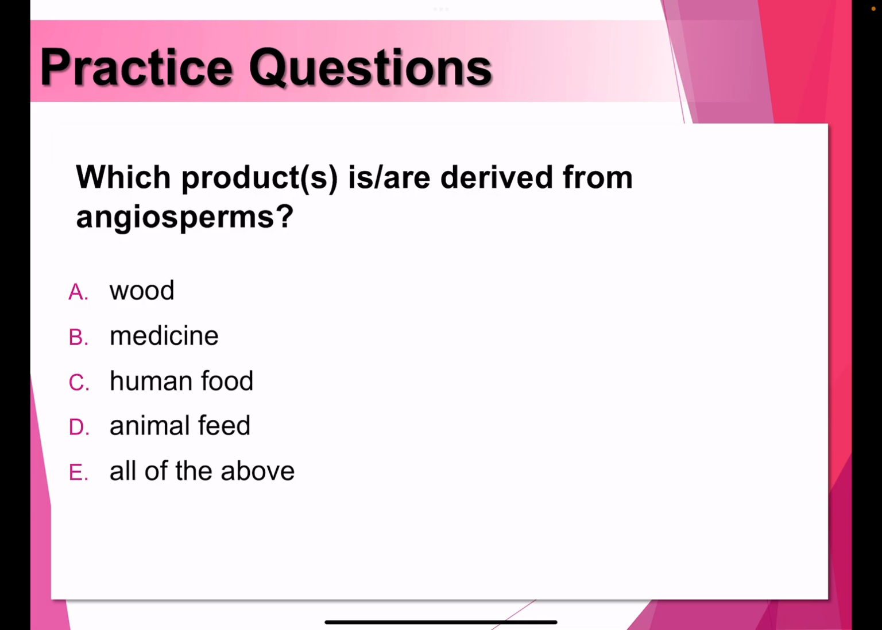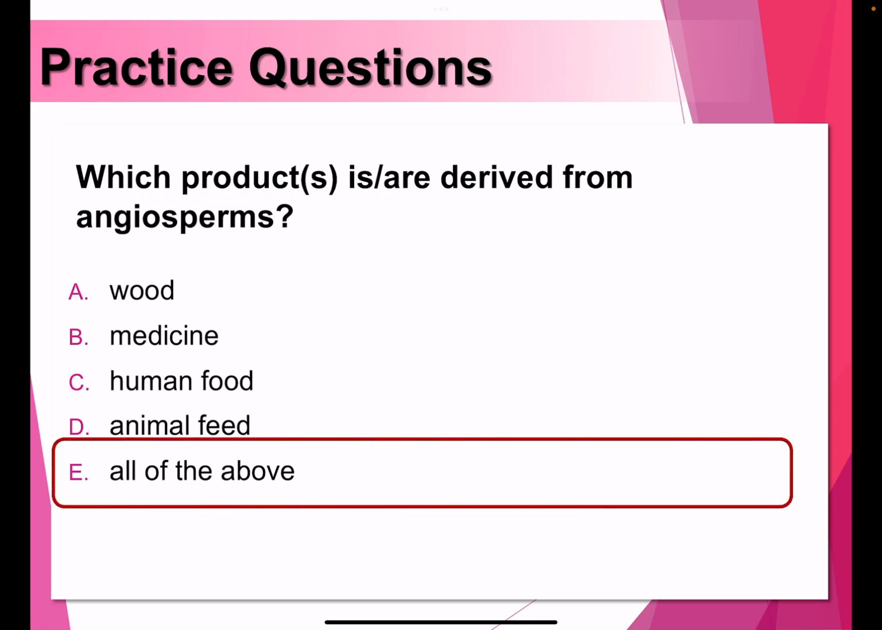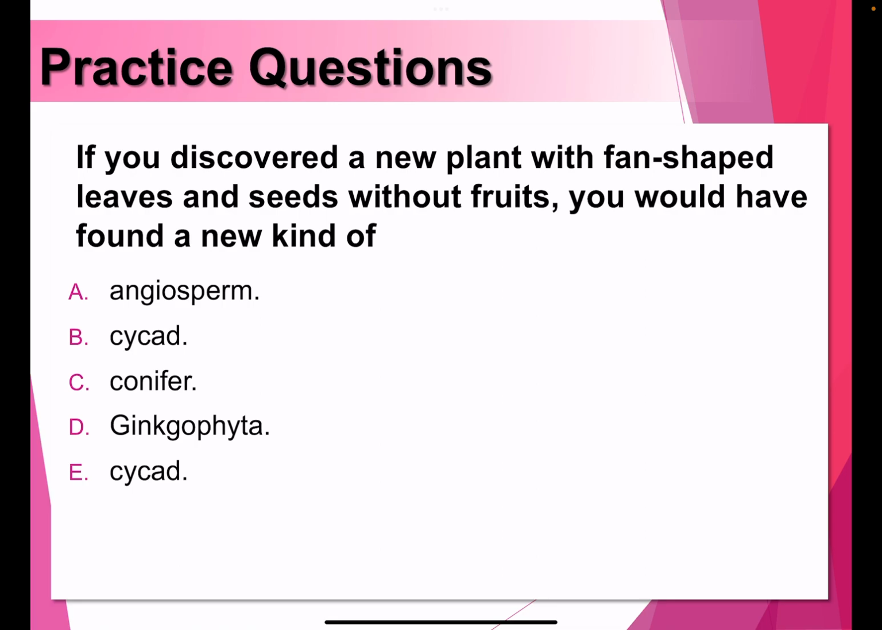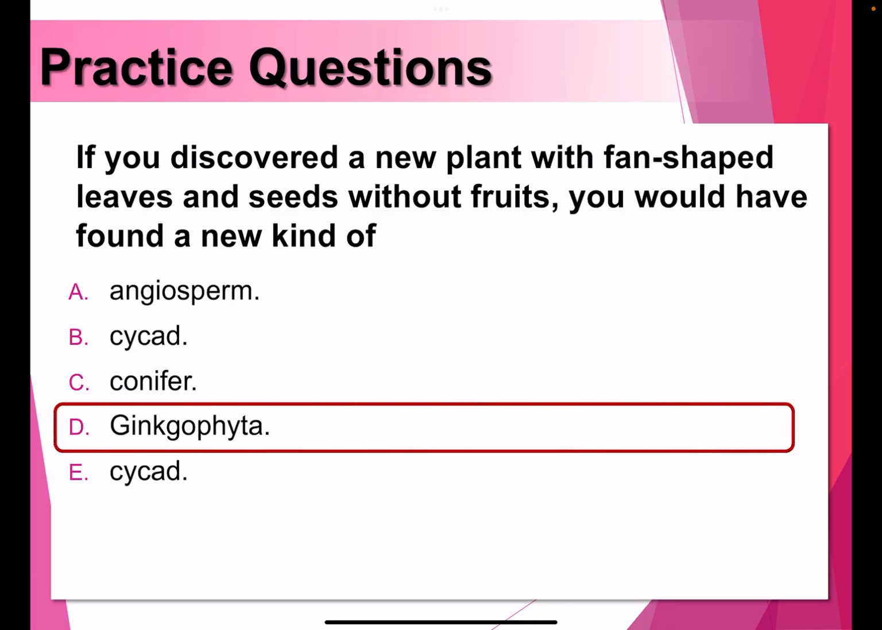Which product or products are derived from angiosperms? We just talked about this: all of the above, many, many categories. If you discover a new plant with fan-shaped leaves and seeds without fruits, you would have found a new kind of... well, the main clue here is the fan-shaped leaves. The only one with that is the Ginkgophyta, or ginkgos.